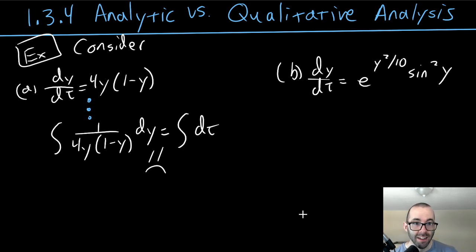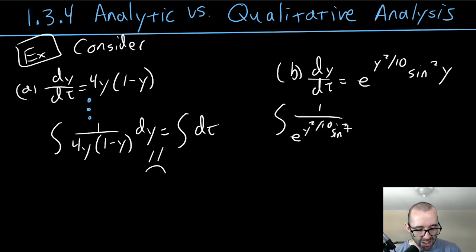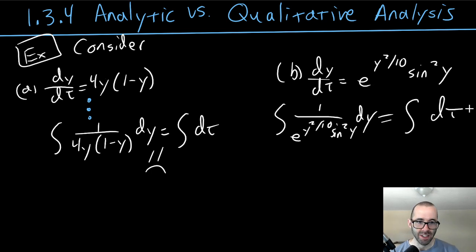Okay, but we can. Over here, again, another autonomous differential equation, but when you separate it out, you're going to get the integral of 1 over e to the y squared over 10 times sine squared of y dy equals the integral of dt. We do not want to do this. I don't think this is possible. In fact, I'm pretty sure it's not possible. At least not in terms of elementary functions.